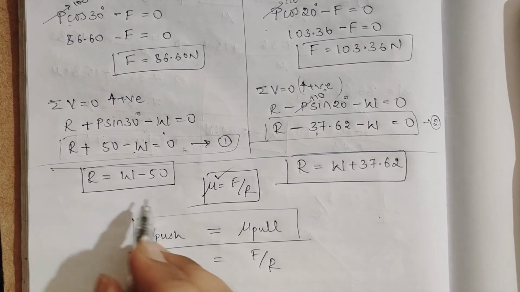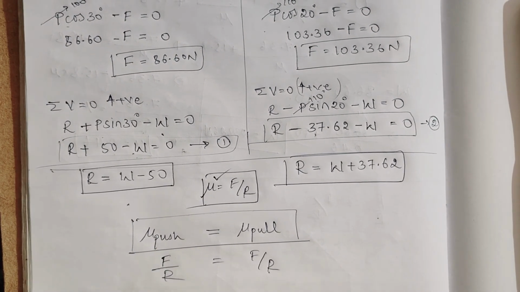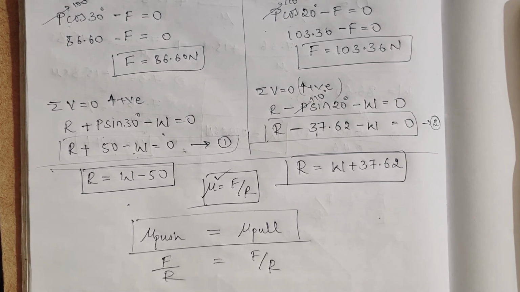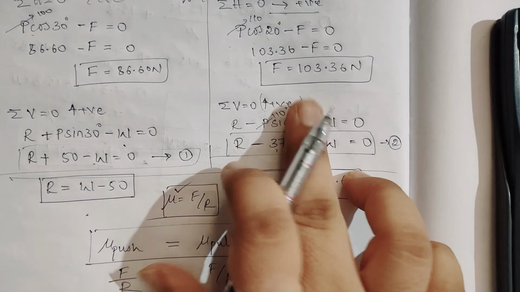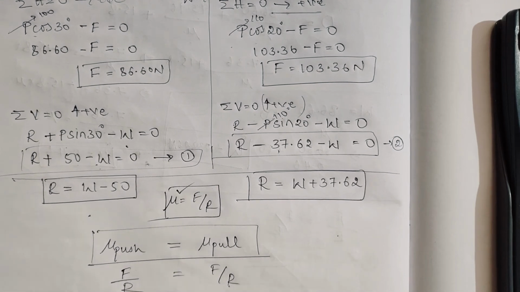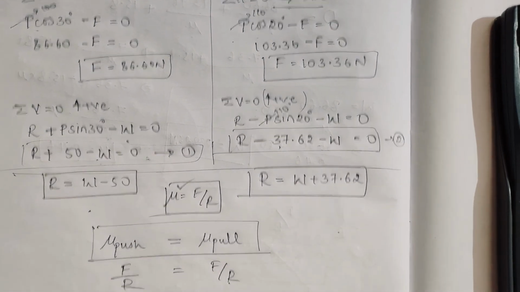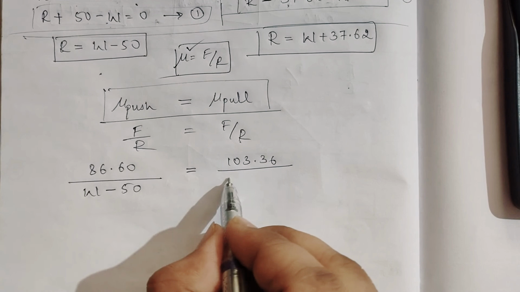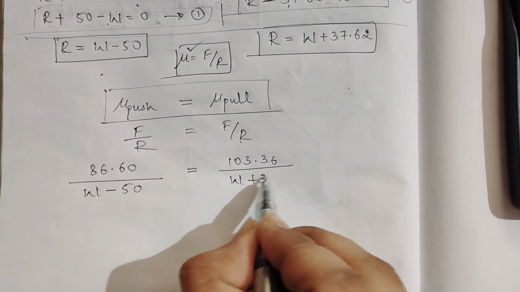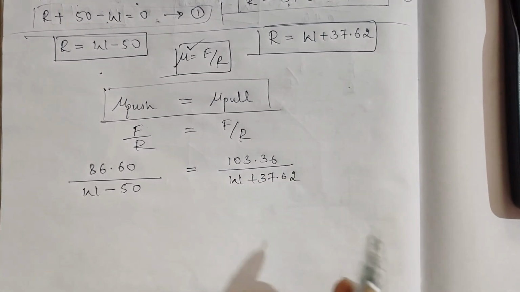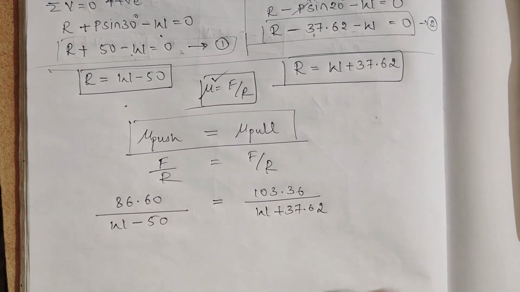86.60 divided by r. What is the value of r? W minus 50. So here what I got? F equals 103.36 divided by W plus 37.62. Now I'll cross multiply.